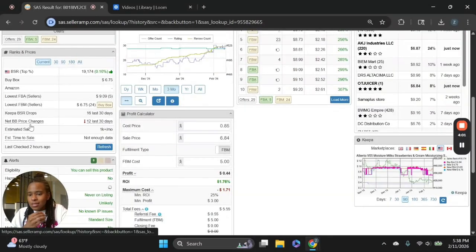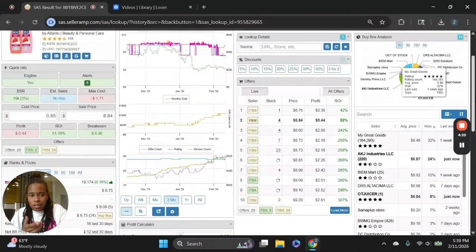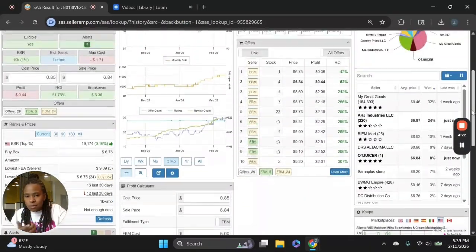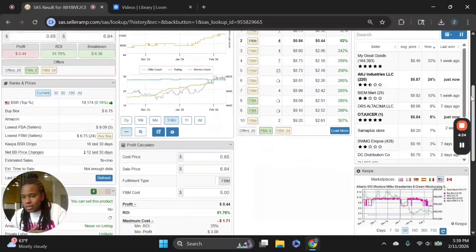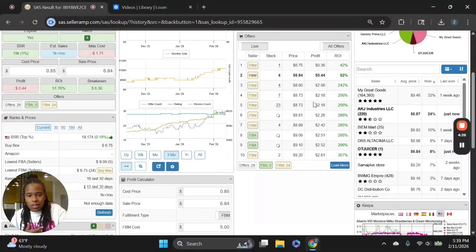Ranks and prices. This is all self-explanatory. It's just letting you know what the buy box is, the BSR, if Amazon was ever on this listing, and the lowest FBA seller, lowest FBM seller. So the buy box right here, we can see if Amazon was on the listing on these charts. We can see the lowest FBA seller right here and also right here.